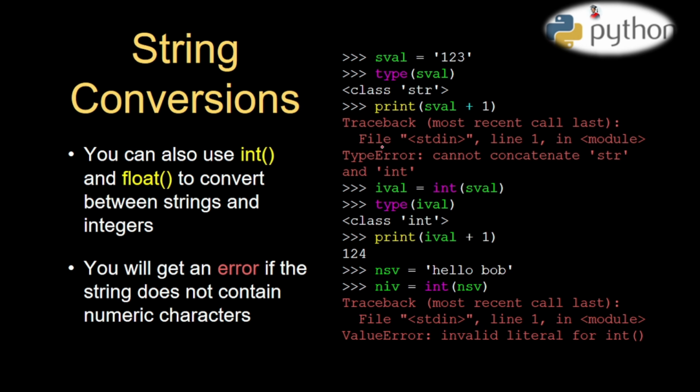What about strings? Look here. You can also use int and float to convert between strings and integers, from string to integer and integer to string. You will get an error if the string does not contain numeric characters.